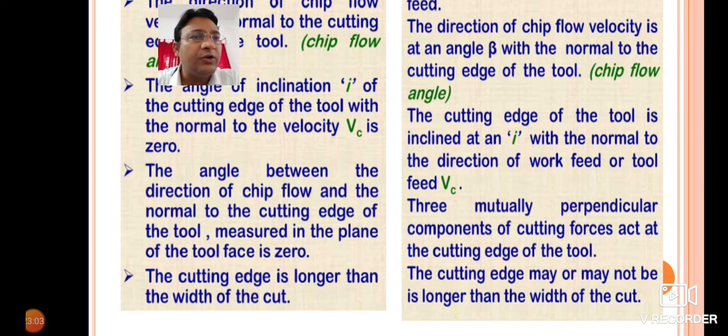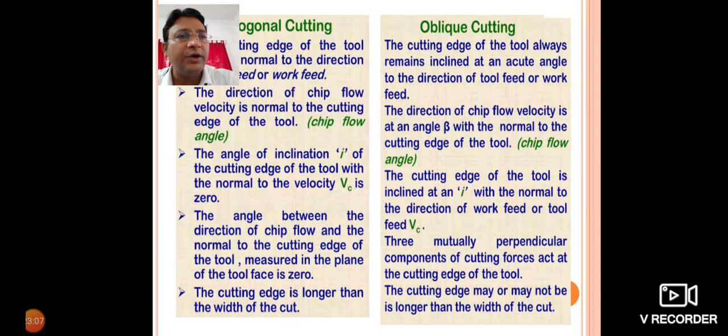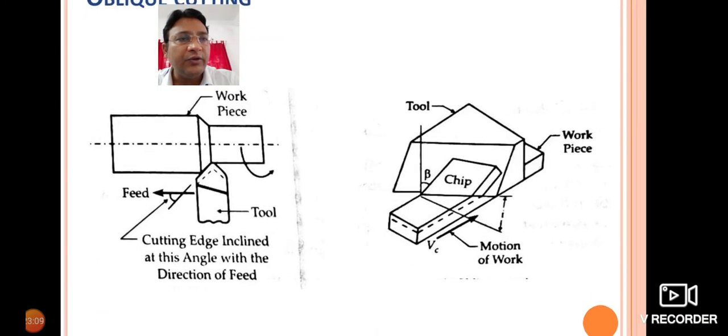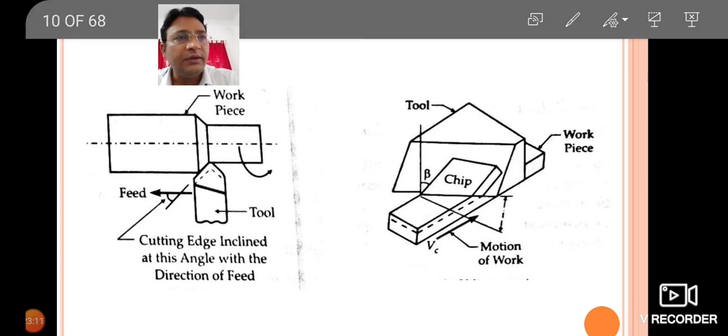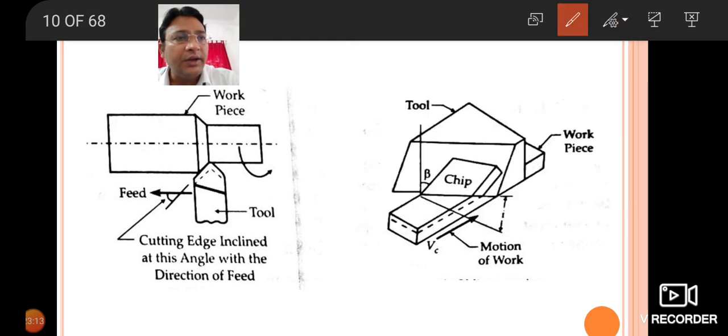The cutting edge of the tool is inclined at an angle I with the normal to the direction of work feed or tool feed Vc. Here you can see the cutting edge and the velocity. Now if you draw a normal here, this cutting edge is inclined at a certain angle to this particular thing.